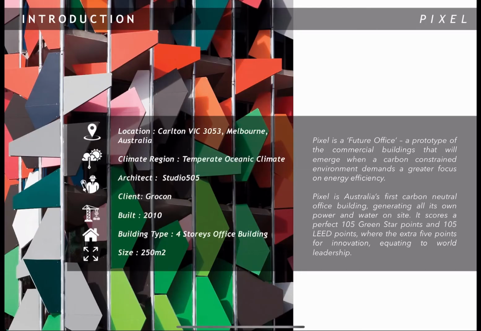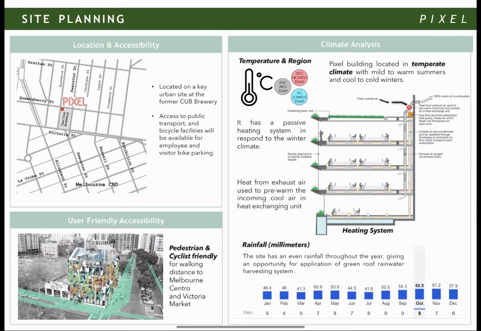Moving on to the Pixel building located in Melbourne, Australia, with a temperate climate. Pixel is a future office, a prototype of the commercial buildings that will emerge when a carbon-constrained environment demands a greater focus on energy efficiency. Pixel is Australia's first carbon-neutral office building, generating all its own power and water on site. It scores a perfect 105 Green Star points and LEED points, where the extra 5 points are for innovation, equating to world leadership.